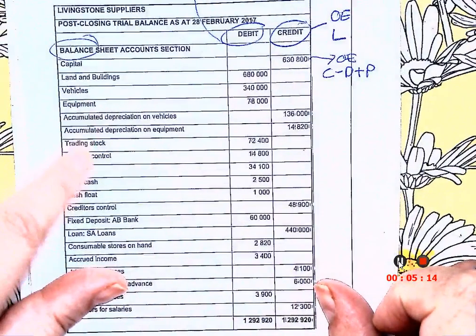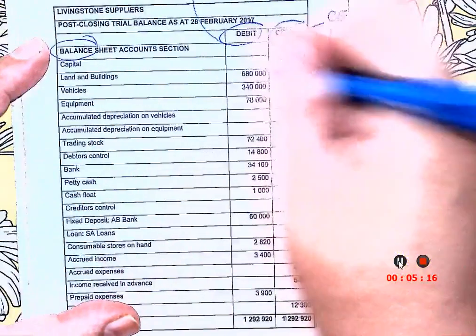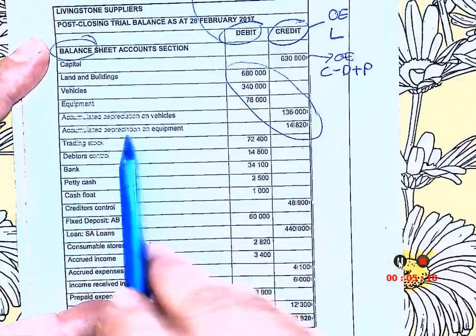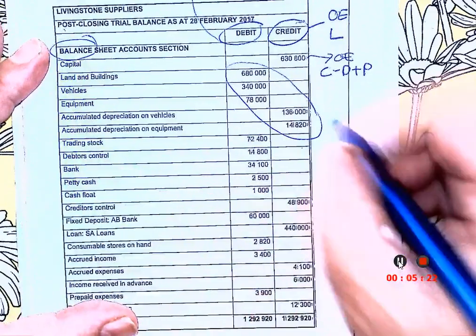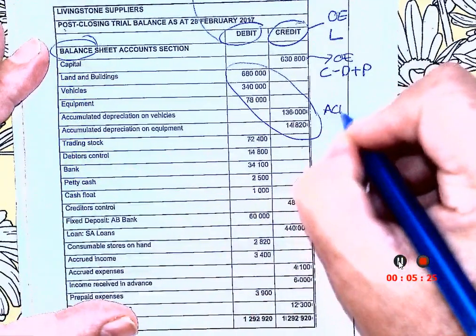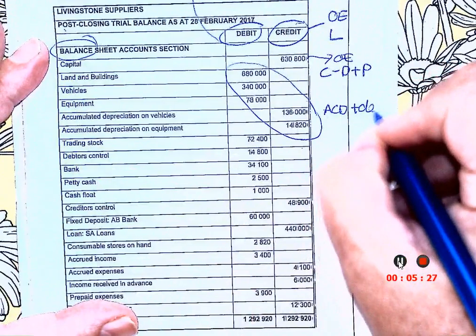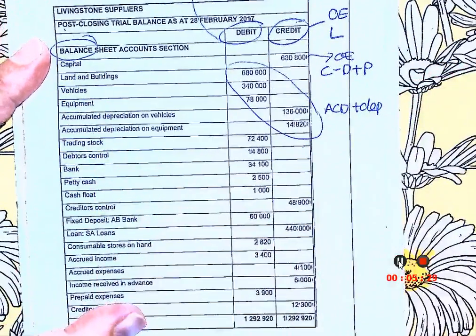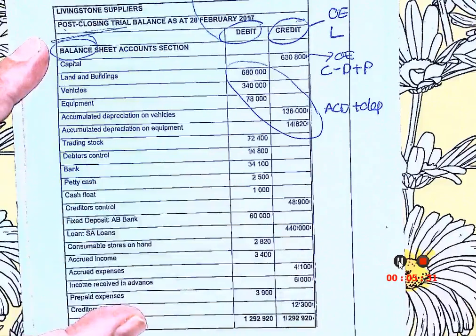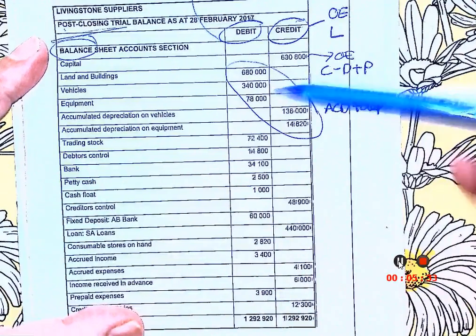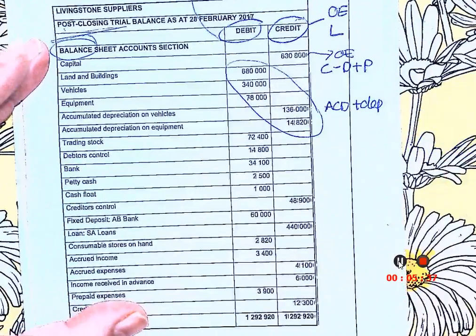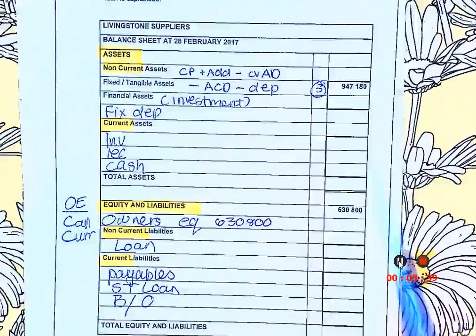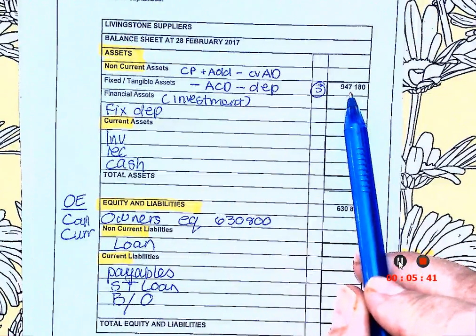Land and buildings, vehicles, equipment. Can you see all of these things? Because it's post-closing, it means that accumulated depreciation is already the opening plus this year's depreciation. It's already done because it's post-closing. So I would go and I would say this plus minus minus. And you can go test it and it should give you that answer there. Right.